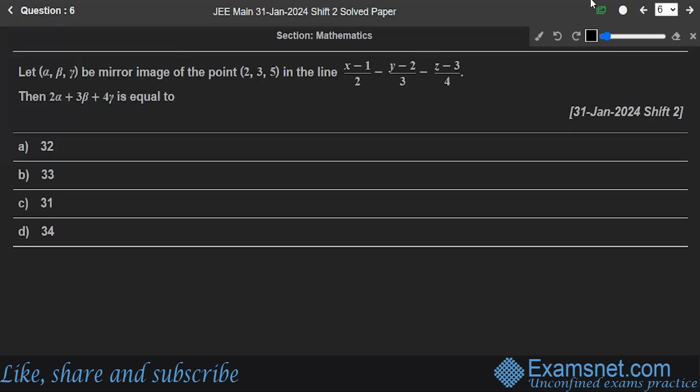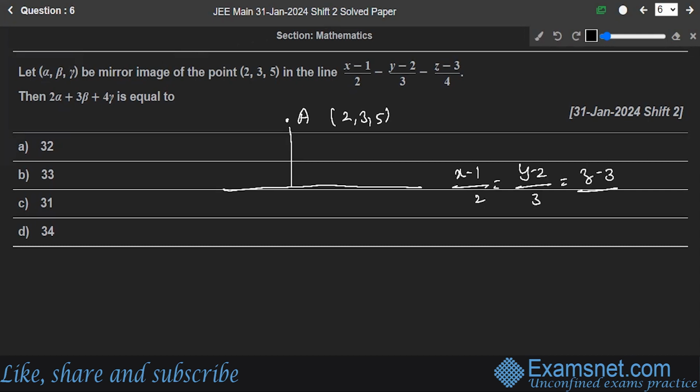Question number 6. Let alpha, beta, gamma be the mirror image of this point on this line. So this is your line. Let's draw the figure first. Let's say this is the A point, this is 2, 3, 5, and this is your line, which is given by x minus 1 upon 2 is equal to y minus 2 upon 3 is equal to z minus 3 upon 4. Let's say that's equal to some lambda.